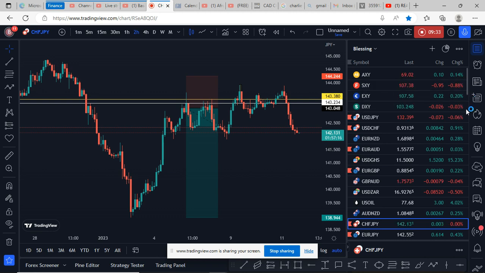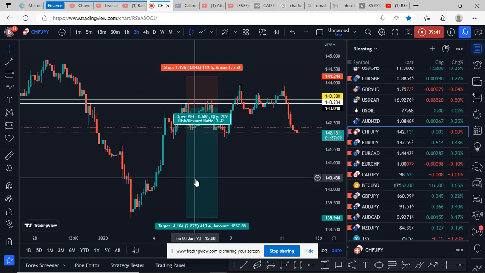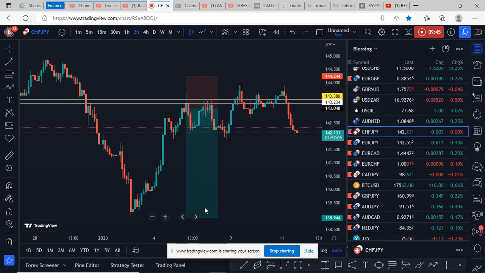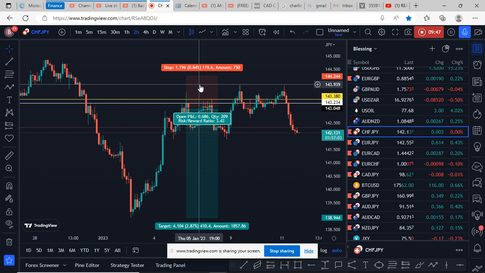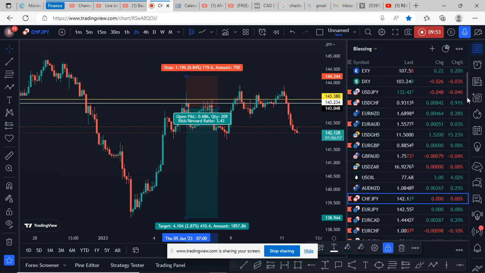Let's also check USD JPY. And this is 410 pips. Can you see? 410 pips. Imagine how good this trade is. Yeah. So that's it.